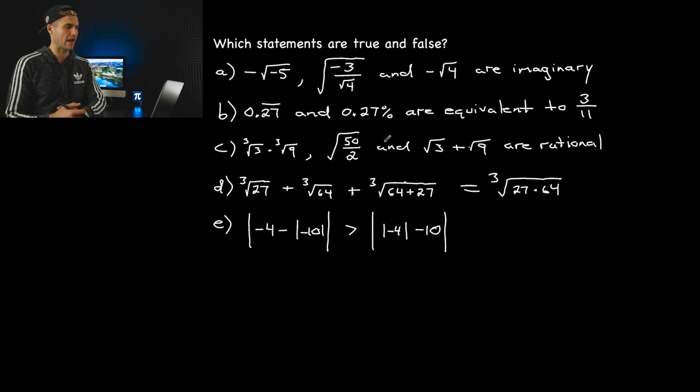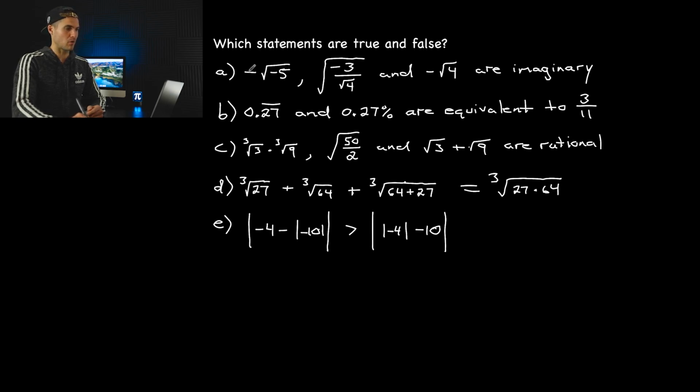So here we have 5 statements, and we have to see which of these 5 statements are going to be true and which ones are going to be false. So let's go through them one by one. In part A, we're told that negative root negative 5, the square root of negative 3 over root 4, and negative square root of 4, that these are all imaginary numbers.